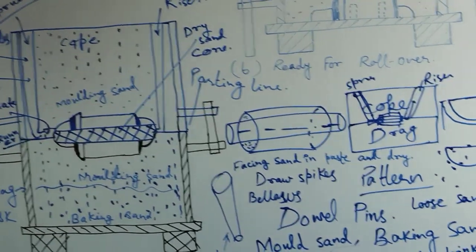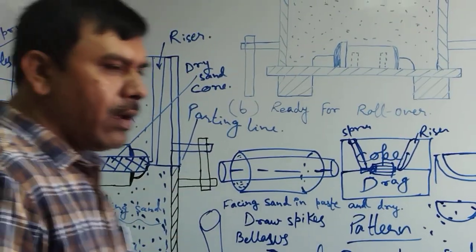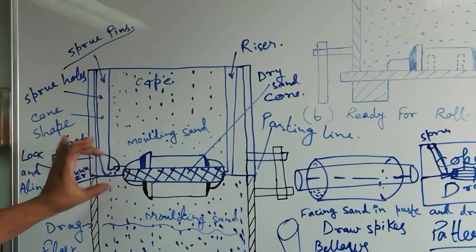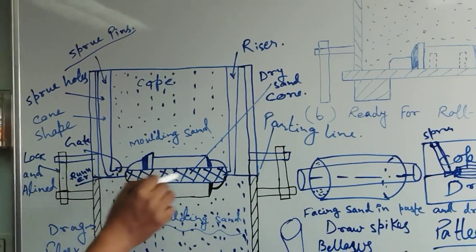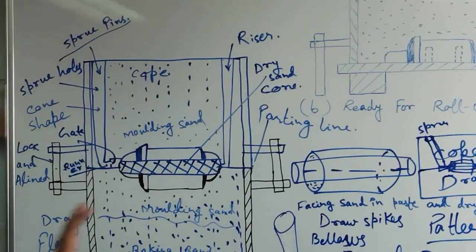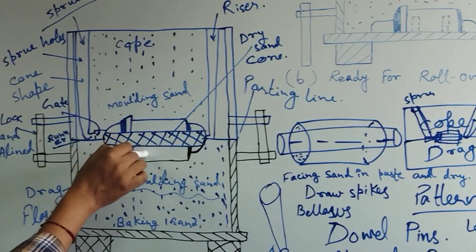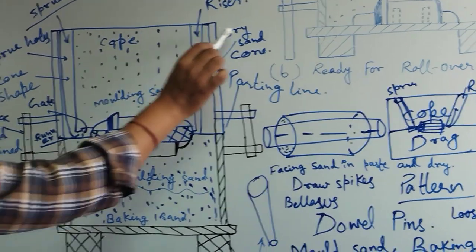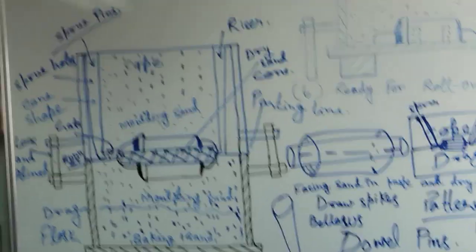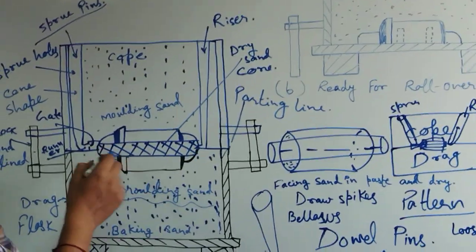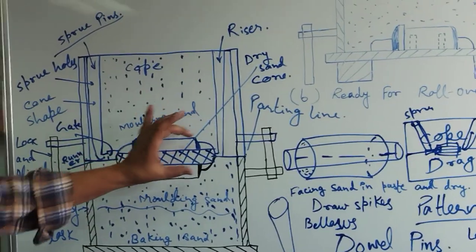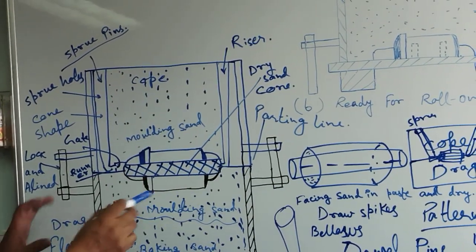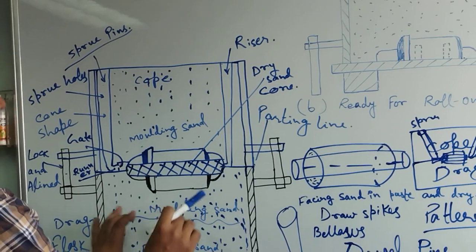And it will remove the pattern. We can remove both the drag pattern and the cope pattern, and place the dry sand core in between the cope and drag molding flask, because it will compact the molding sand on both.